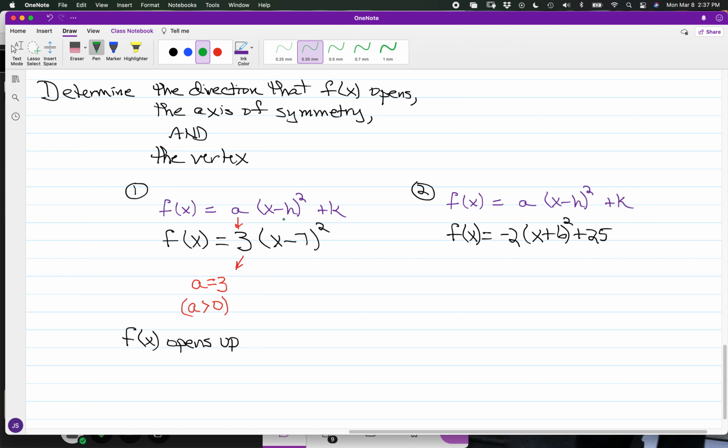Now x minus h is represented by x minus 7. So in determining h from x minus 7, again, I'm going to set that expression equal to 0. So I have x minus 7 equal to 0, so we have x is equal to 7. So again, you have x equal to h equal to 7. And so your axis of symmetry is going to be at x is equal to 7.